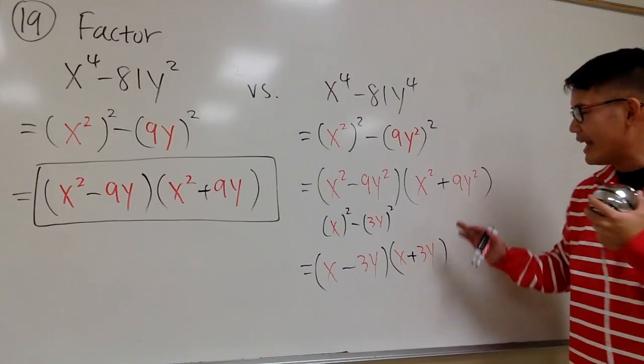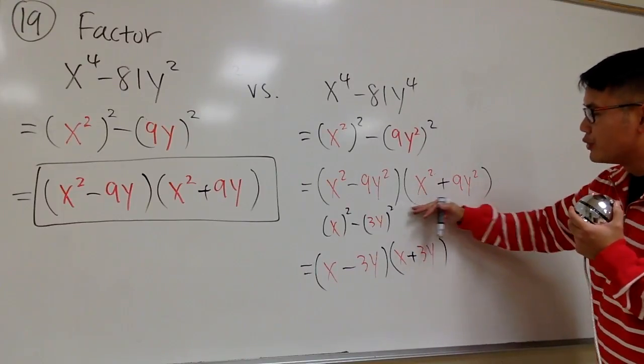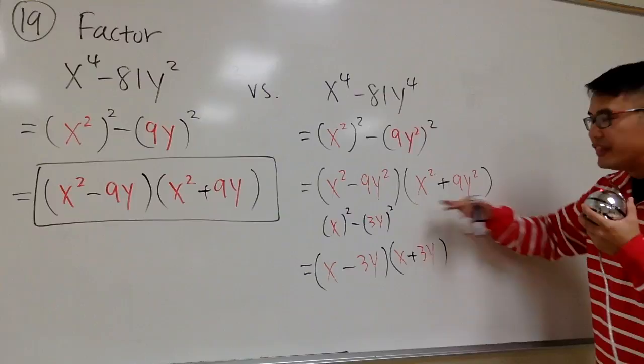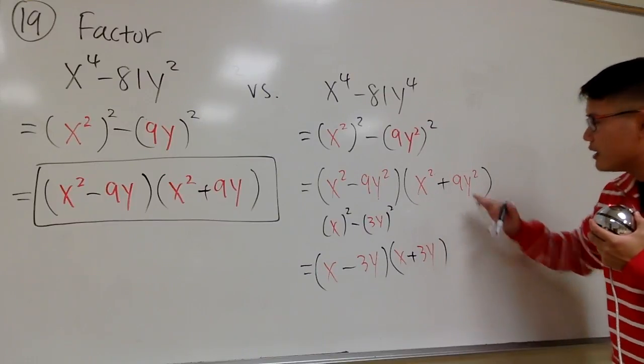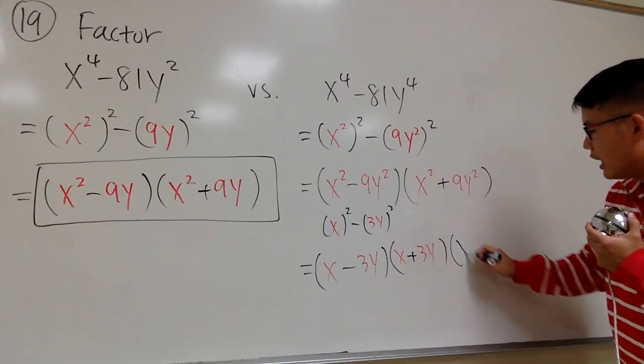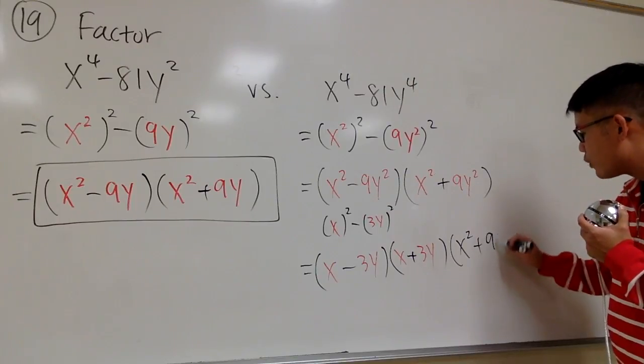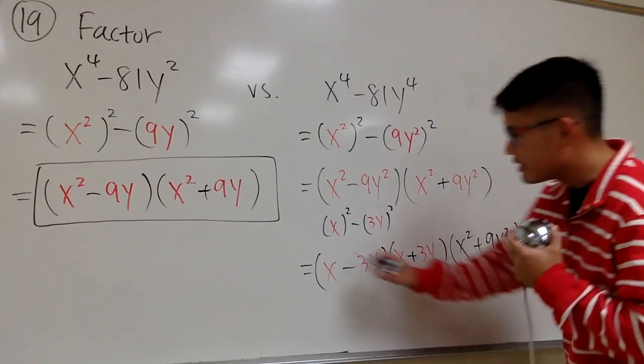Not factorable. And when it is not factorable, you don't do anything with it, you just bring it down. This is still part of the answer, okay? So make sure you write this down as well. X squared plus 9y squared, and this is it.